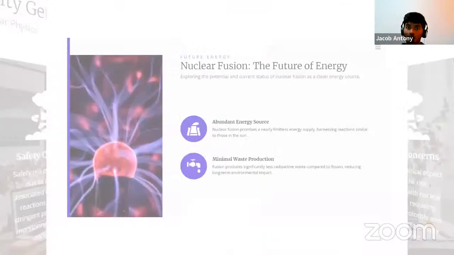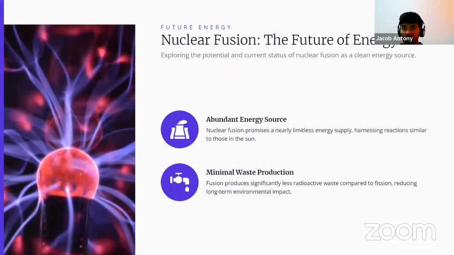Now, we're going to be taking a look at nuclear fusion, the future of energy. It is an abundant energy source, which basically means that it promises a nearly limitless energy supply if harnessed correctly and sustainably. Minimal waste production. Fusion produces significantly less radioactive waste compared to fission, reducing long-term environmental impact.